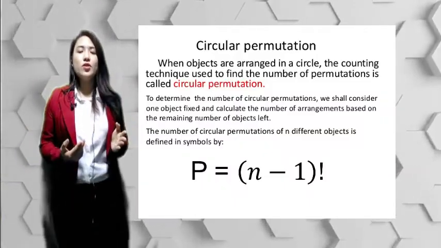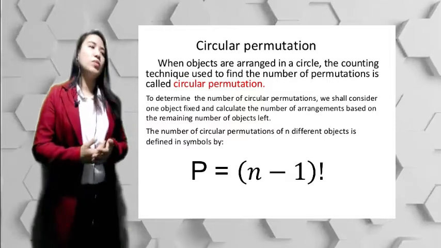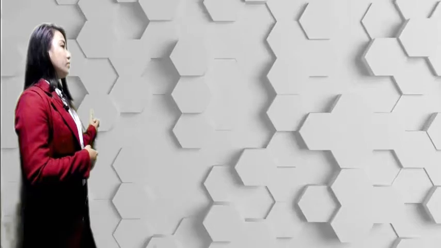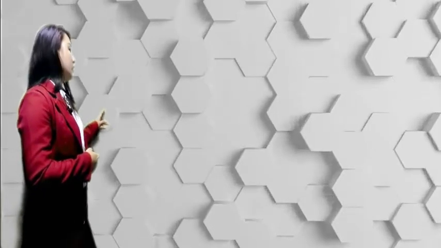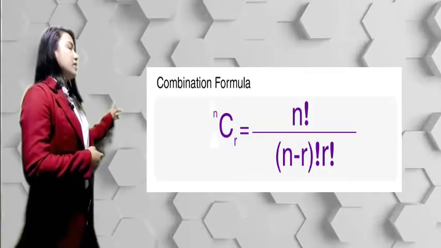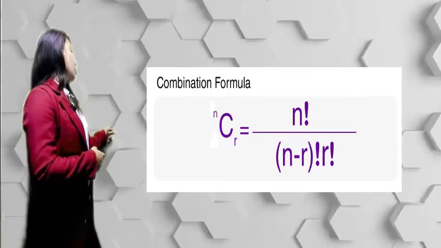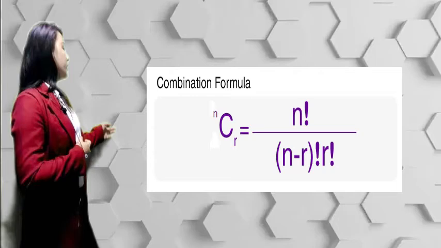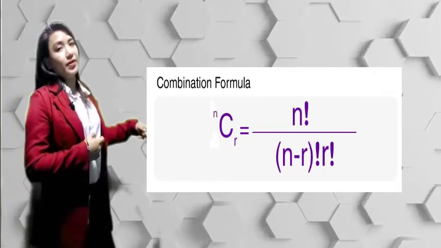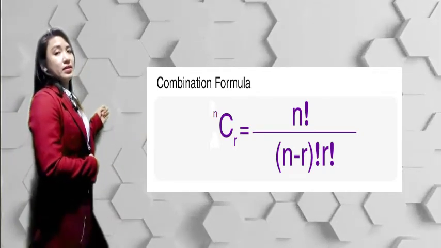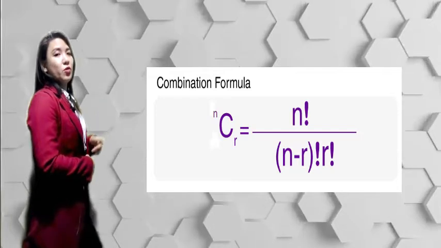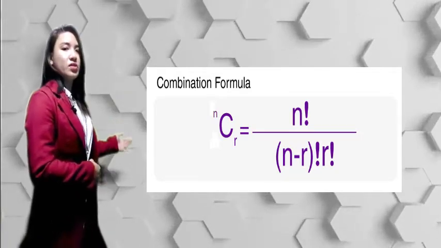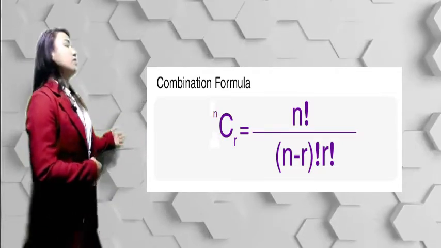Now for the combination, again, we will be using the formula nCr. This means the number of combinations from n objects taken r at a time, which is n factorial over n minus r factorial times r factorial. So what was added there is the r factorial. If you know your n and your r, just substitute the figures, simplify the expressions, and solve.